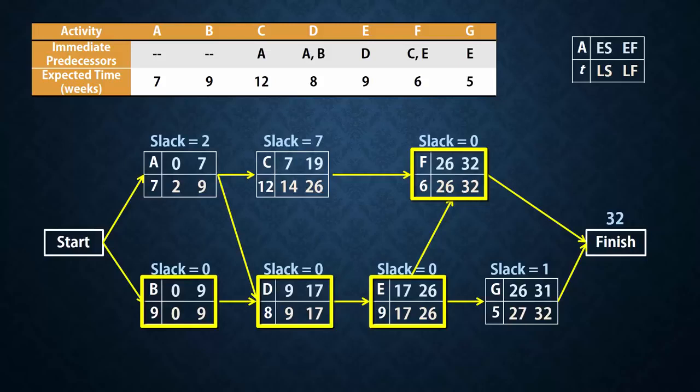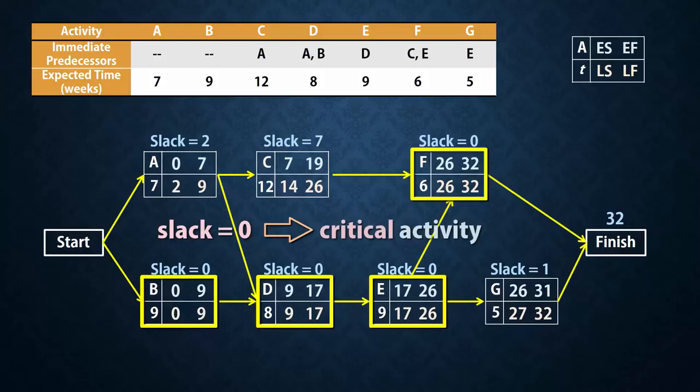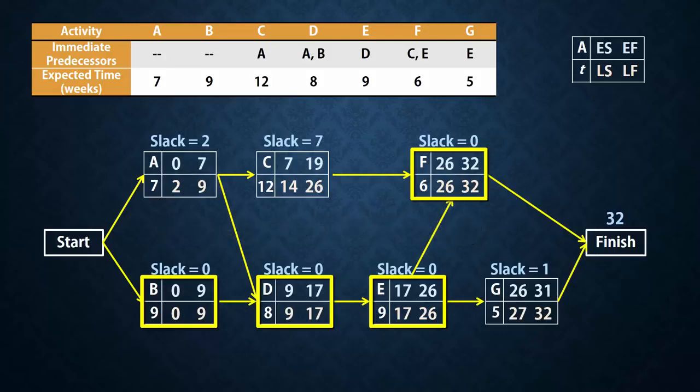The activities with zero slack are called critical activities, and they form the critical path, which is the longest path in the network. So the critical path here is B, D, E, F.